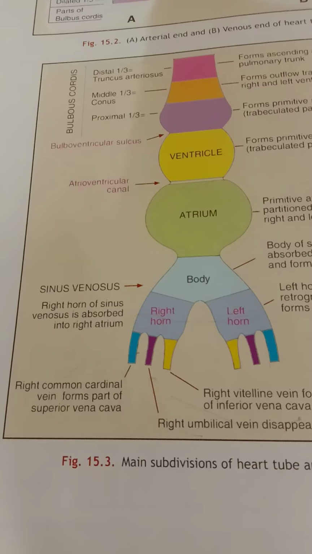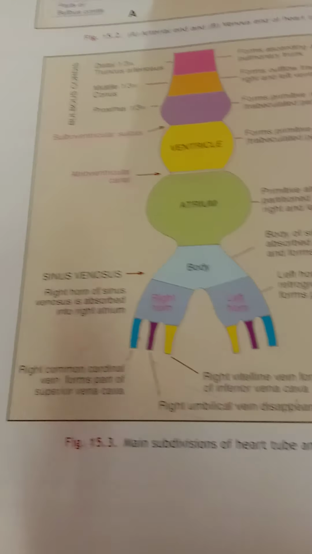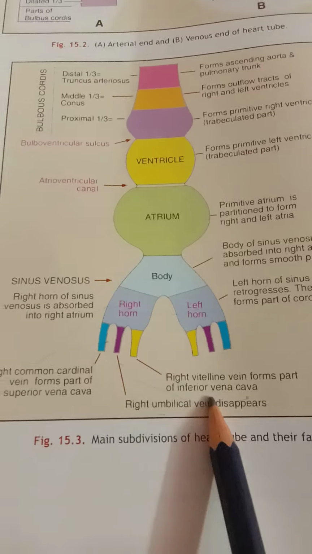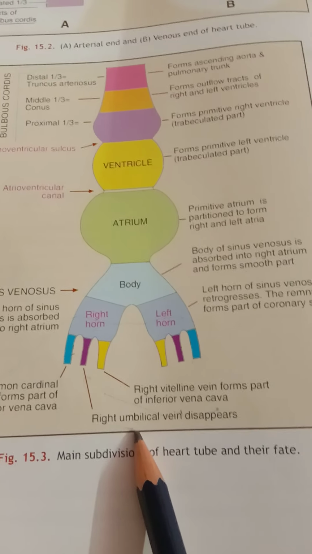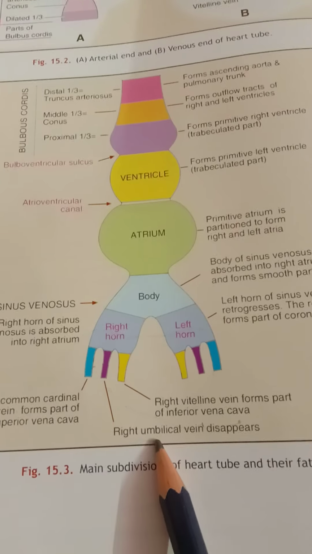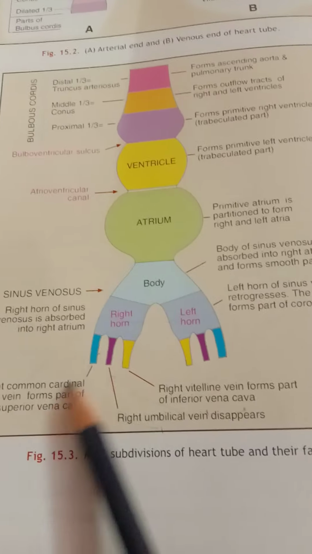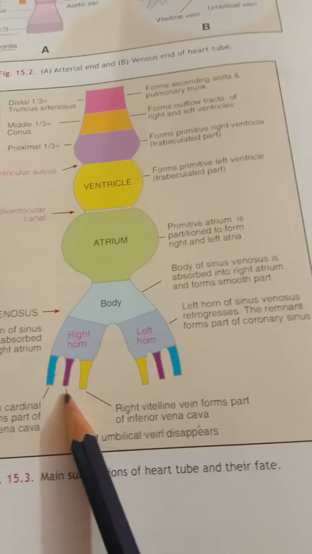Before that, I also wanted to say some important points about the sinus venosus, like where the vitelline vein comes from. Actually the vitelline vein comes from the yolk sac, and the umbilical veins, whether right or left umbilical, arise from the placenta, and the common cardinal vein mainly arises from the body wall. So these all join together and form each horn, in the case of either the left horn or the right horn. So once we understand this diagram.